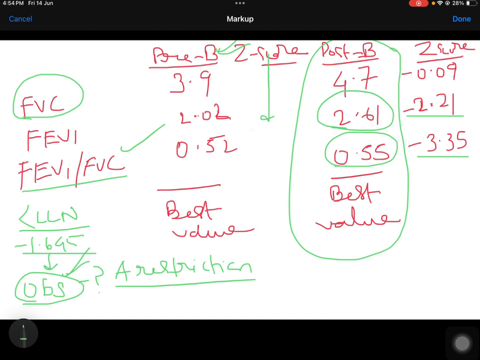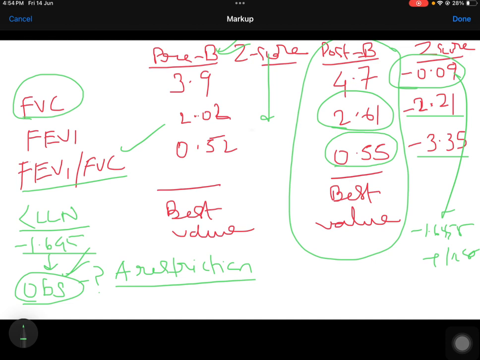Now if we see this FVC value, it is 4.7 and the Z score is minus 0.09. This value lies between minus 1.645 and plus 1.645, so this value lies in the normal distribution. That means FVC is normal. So in this case the patient is having an obstructive pattern with no restriction. That is a purely obstructive pattern.